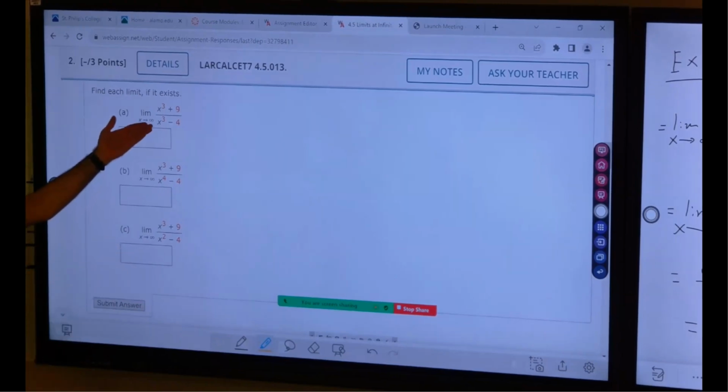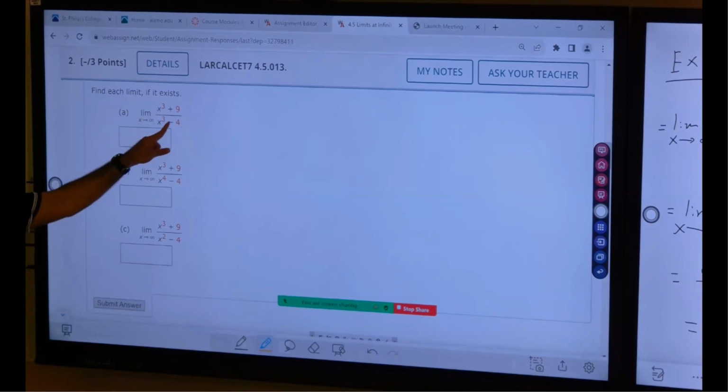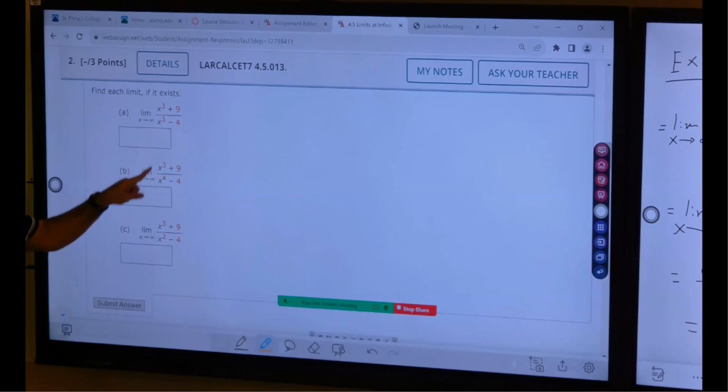Because this one is already divided by x cubed. So it's going to be what? 1 plus 0 over 1 minus 4. So the result is going to be what? 1 minus 0. 1 over 1. Yes, 1 plus 0 over 1 minus 4. Is it 4 or 0? 0, sorry. So it could be 1 over 1.